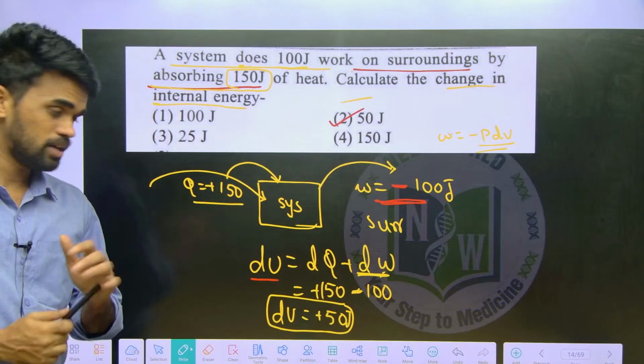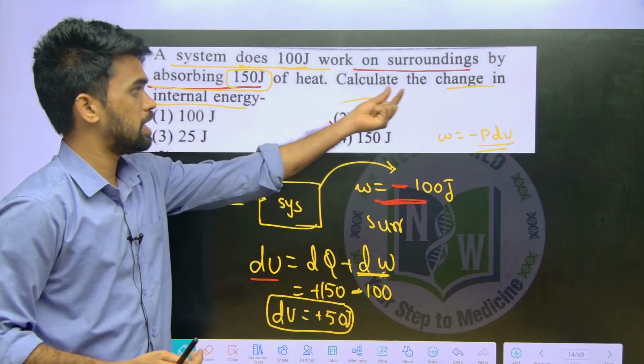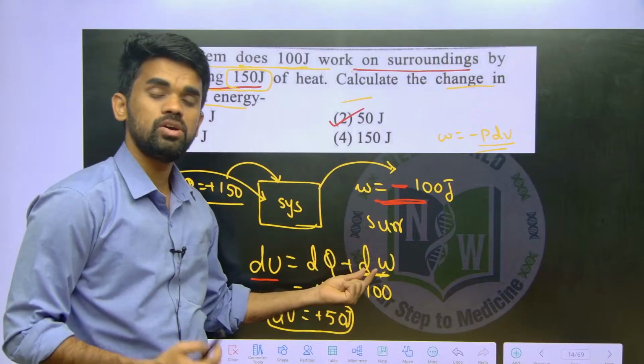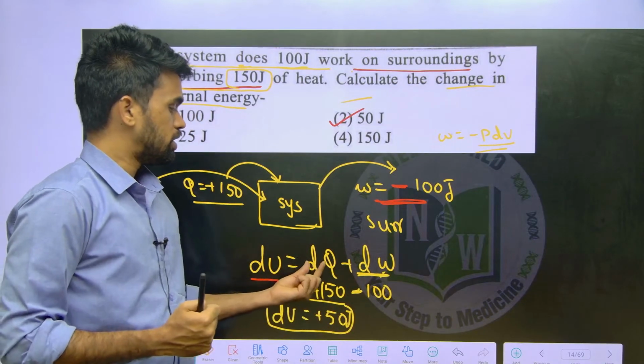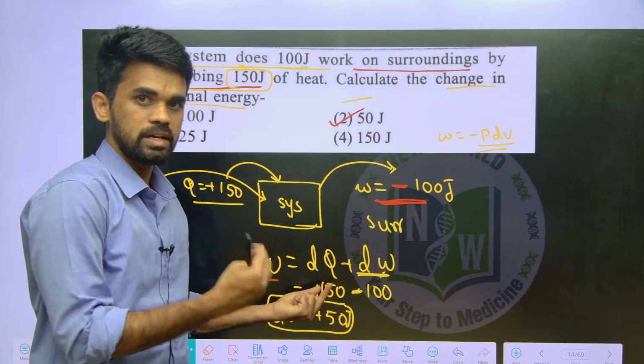Understood? If not, see it once more. Change in internal energy they are asking, dU they are asking. What I should do? dq plus dw. From where am I taking this? This is from the first law. So dq, it means what? Heat changed, like heat absorbed or heat released.